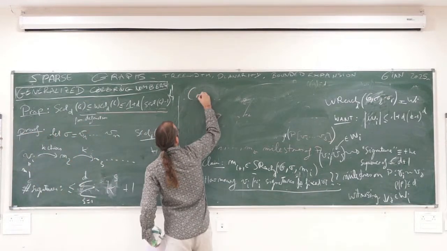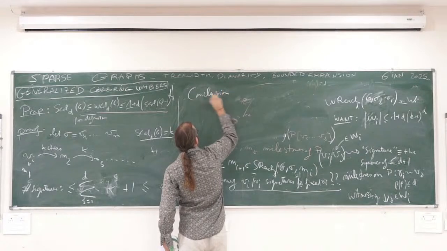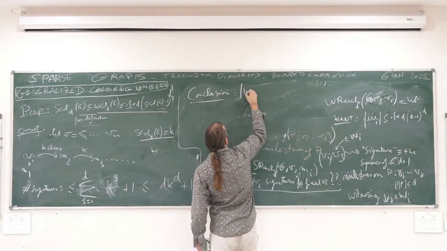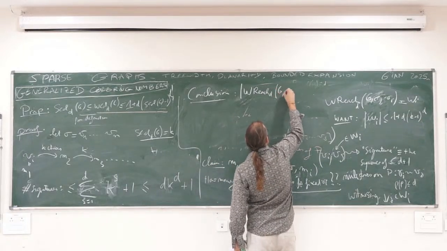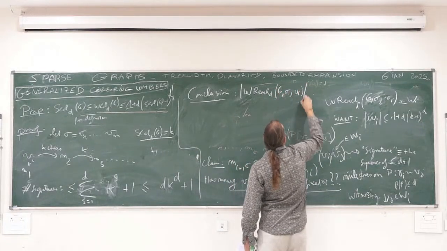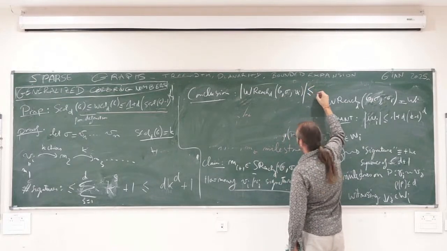Conclusion. The weak reachability set of Vi is at most this number.